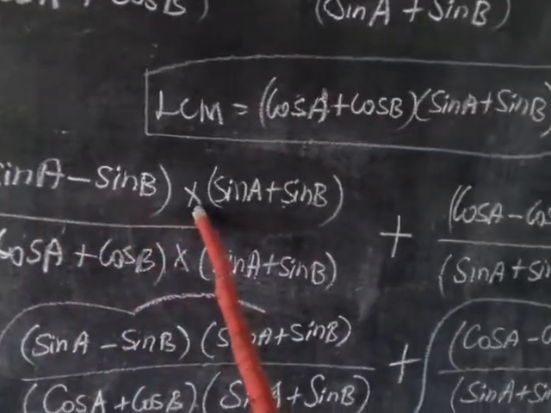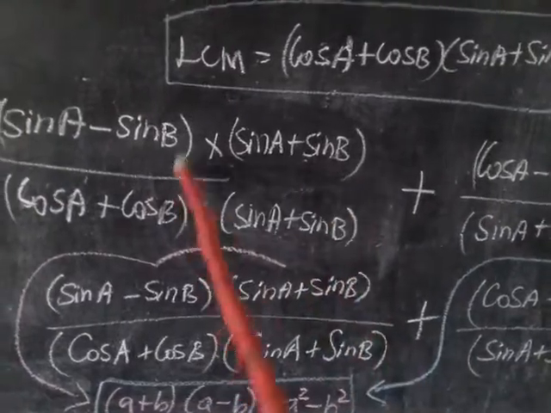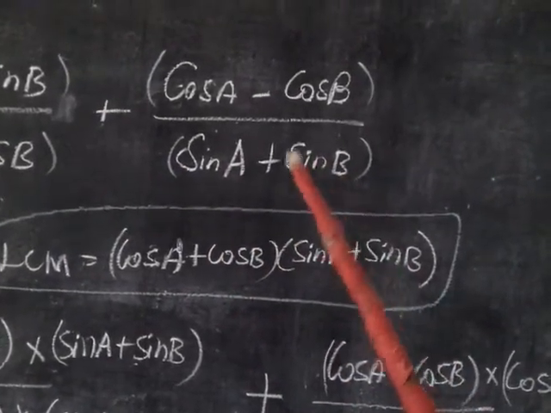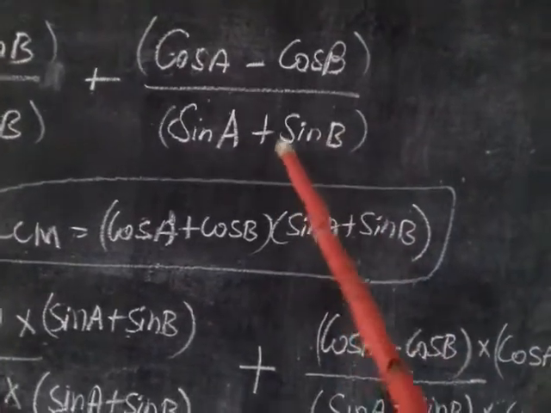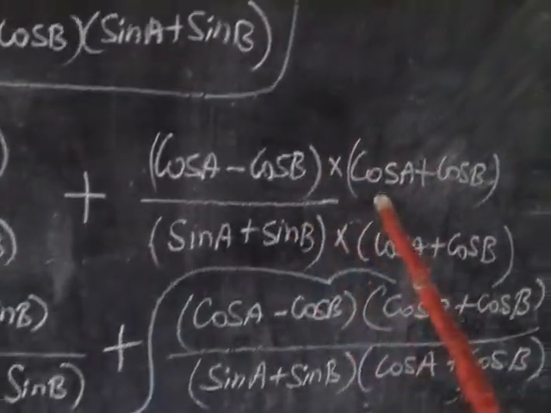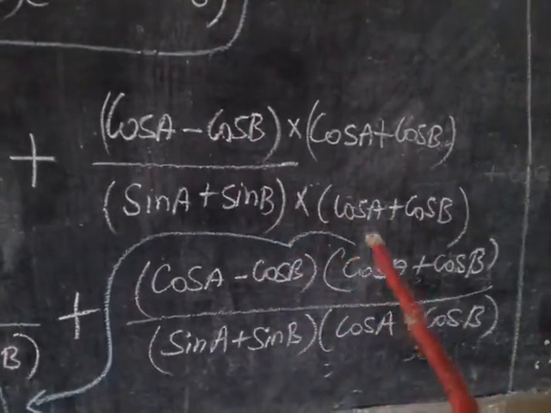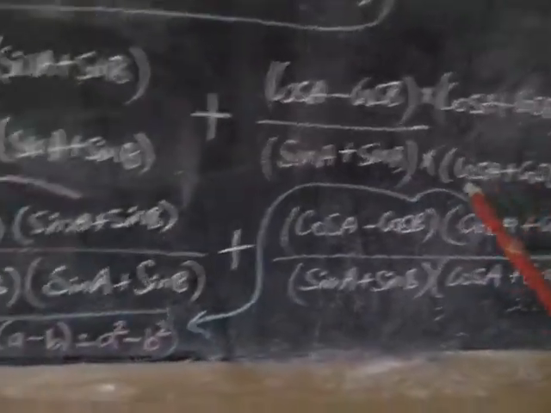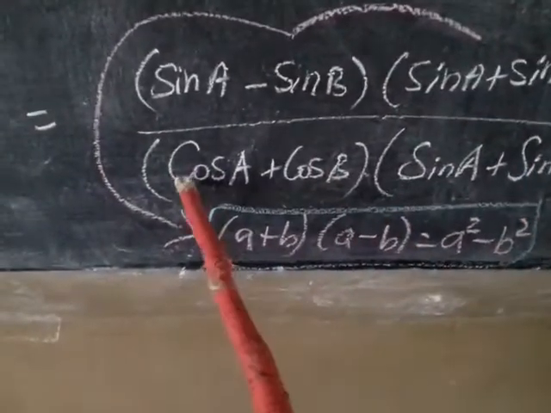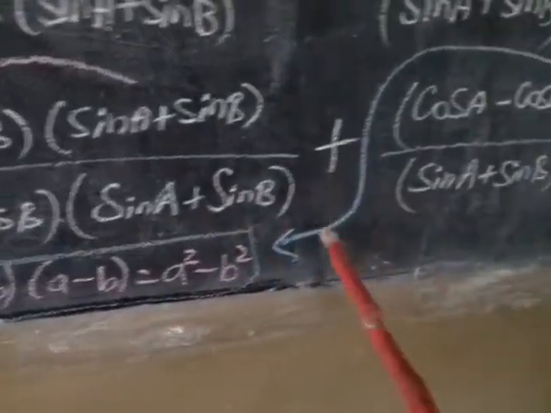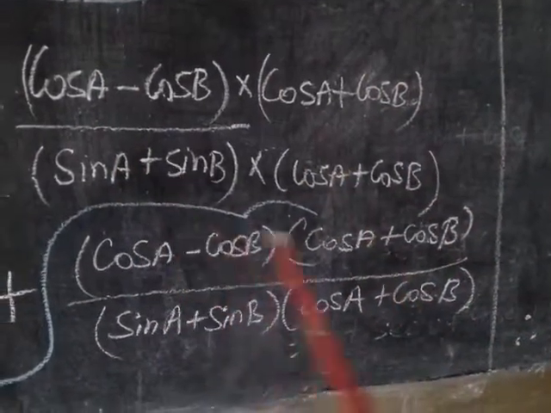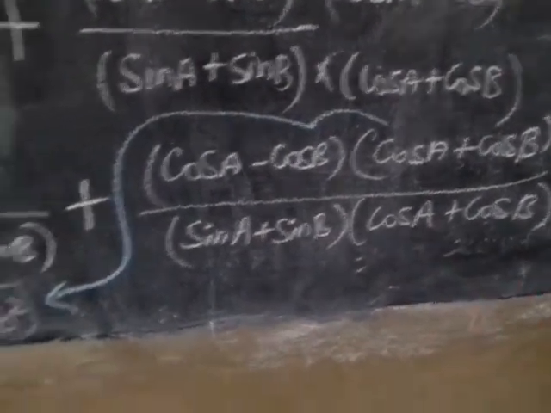So (sin A minus sin B)(sin A plus sin B), over (cos A plus cos B)(sin A plus sin B). And plus the second term, whose denominator is sin A plus sin B, so it needs cos A plus cos B, multiplied in both numerator and denominator. Next, (cos A minus cos B)(cos A plus cos B) over (sin A plus sin B)(cos A plus cos B). This also multiplies.